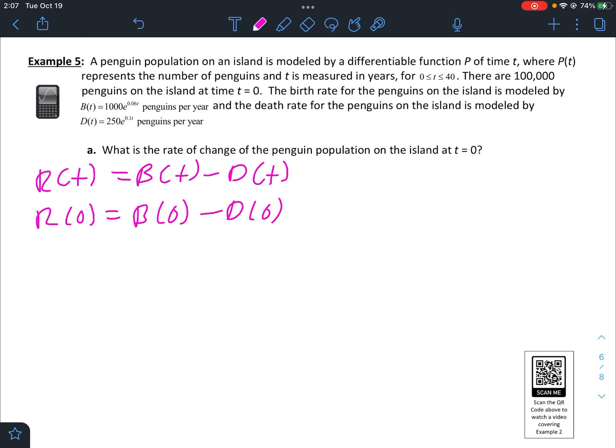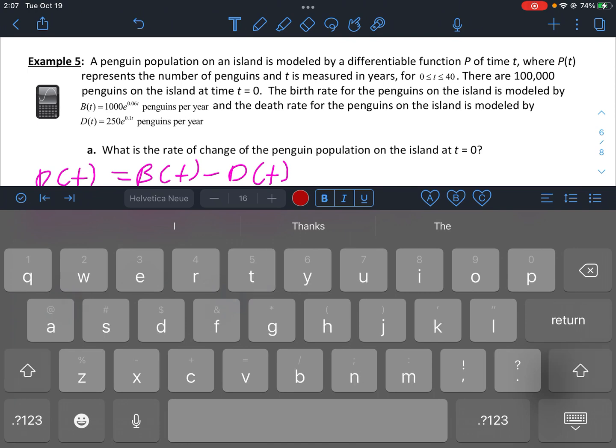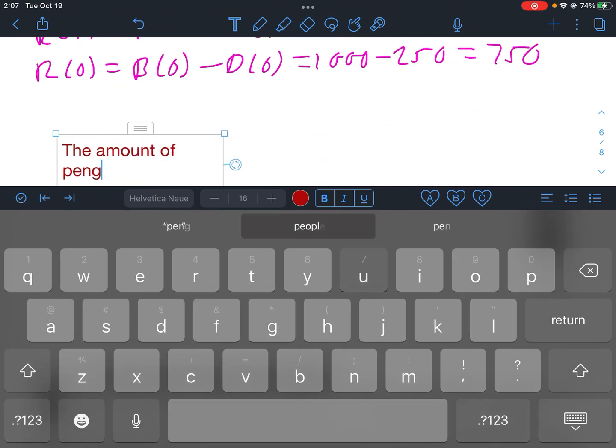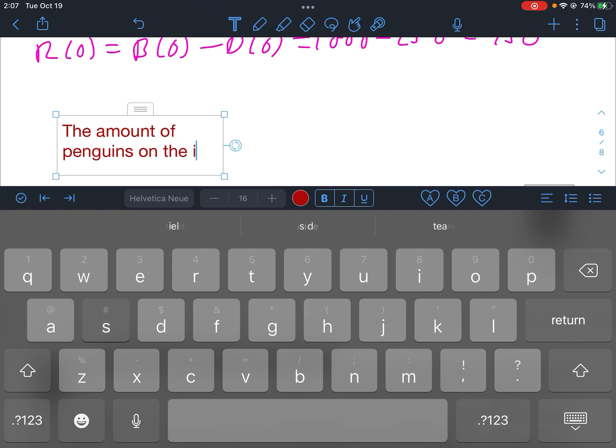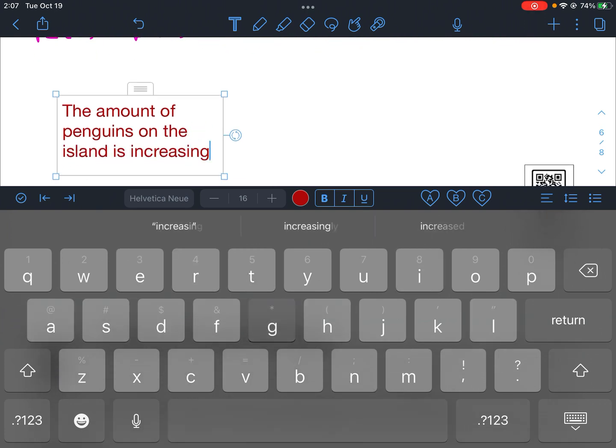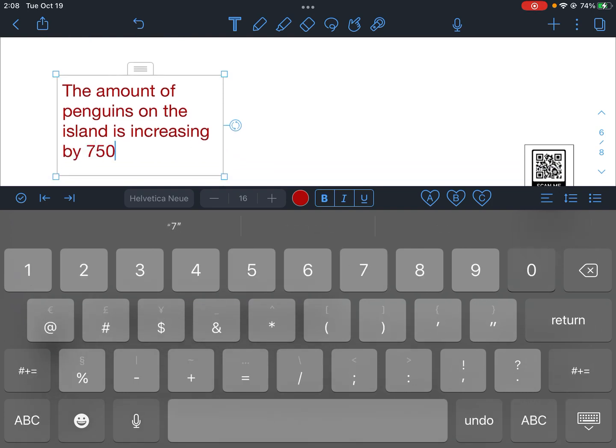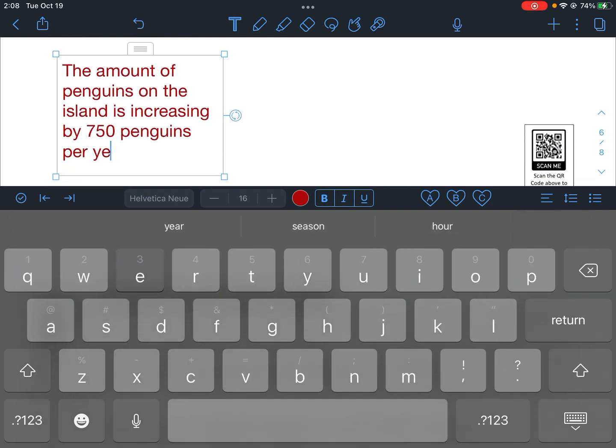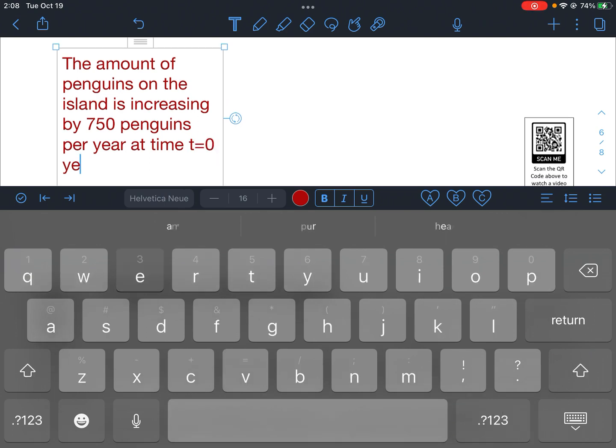Okay, and if you put 0 in those, this is one we could probably do by hand here. This is going to be 1,000 minus 250. We have the calculator if we need it, but I don't think we need it for this one. So 750, which means the population is increasing on that year. Okay, so let's write out our sentence here. The amount of penguins on the island is increasing by 750 penguins per year. When? At time t equals 0 years.